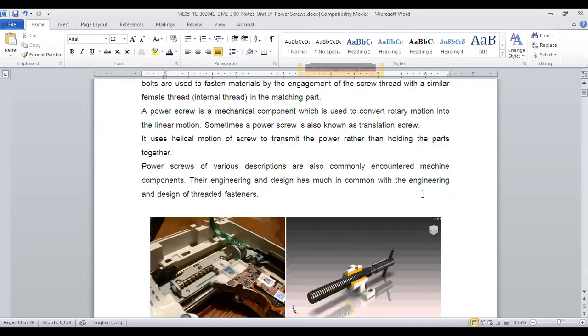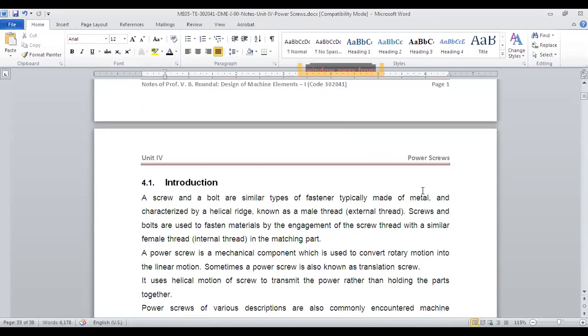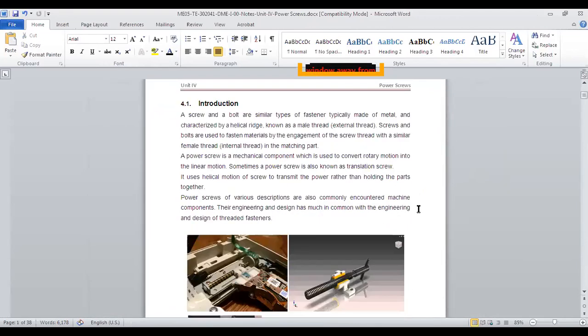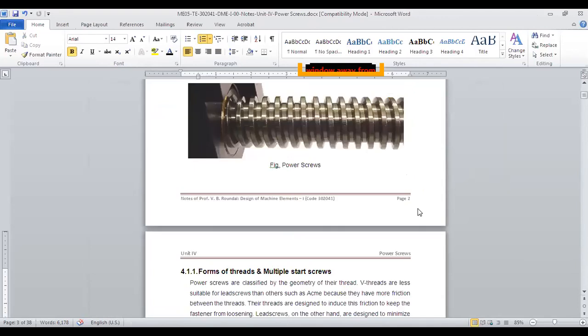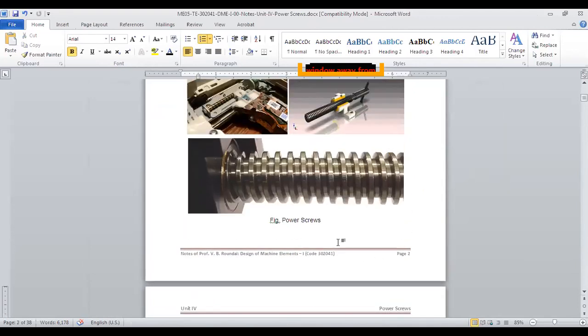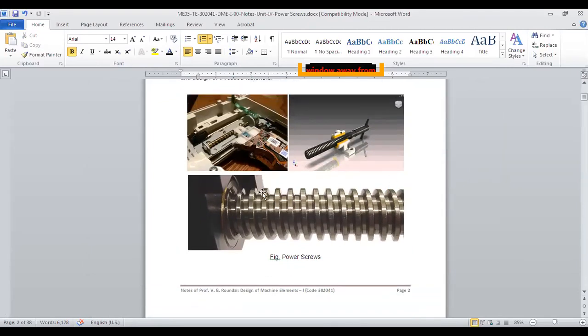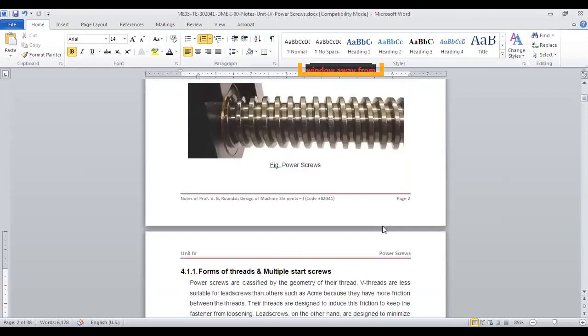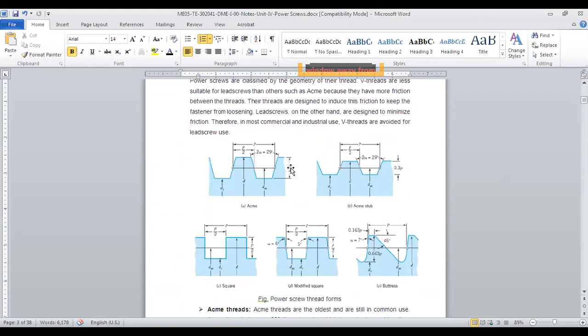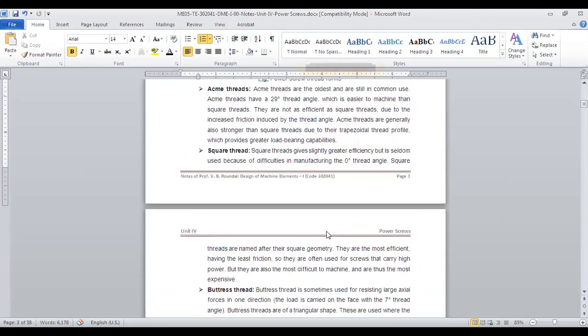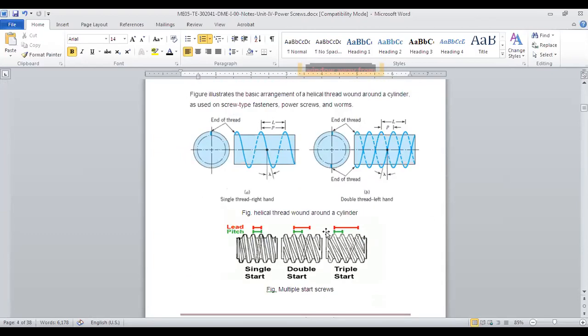So basically, we started this unit with the introduction of power screws. What are power screws, or basically what is a screw? Then the nomenclature of the screw. What is the requirement, or why do we need power screws? We have taken examples of power screws. Then different forms, so what are the shapes they take? It may be acme, square threads or buttress threads. We have gone into detail on that.